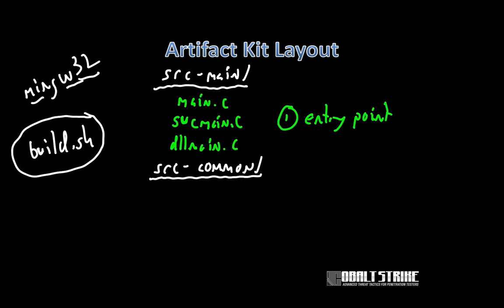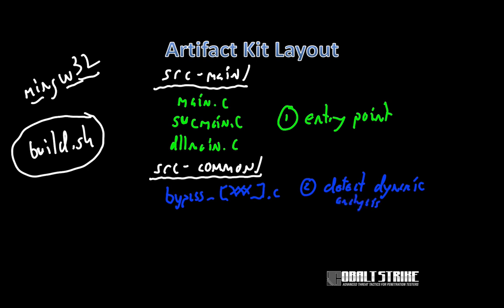The next one we have for each artifact kit option is a C file that is bypass something.c. What this is responsible for is taking steps to defeat the dynamic analysis. So this is where your AV sandbox bypass steps come into play, in this particular file. And there are a few different strategies in the artifact kit.